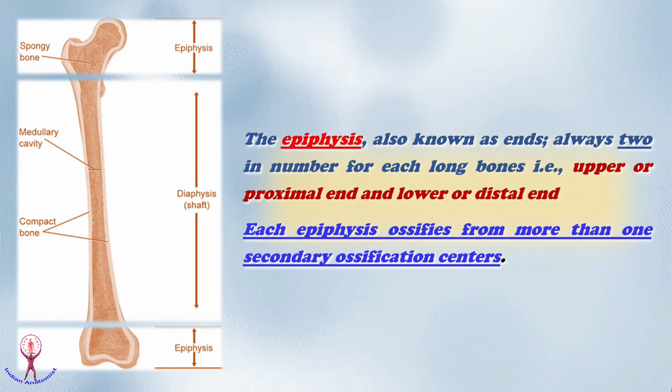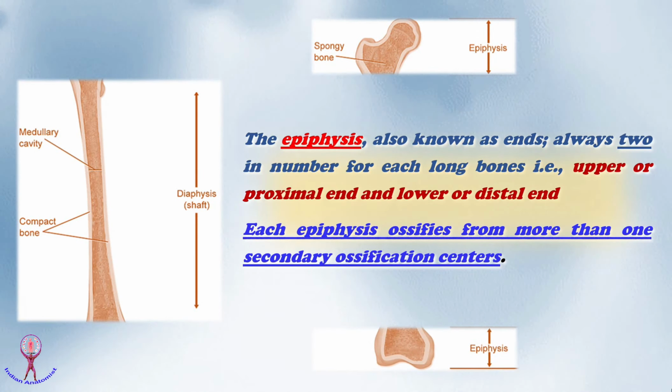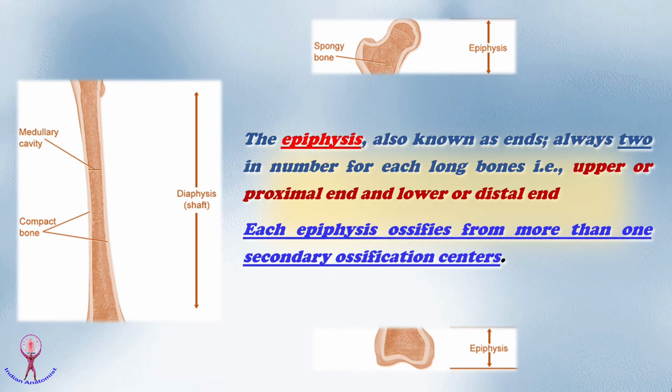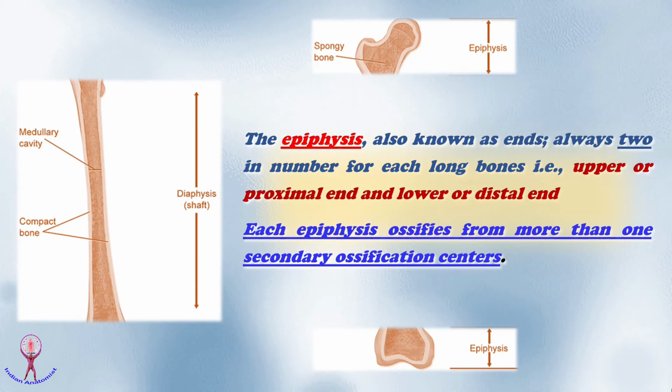Now, what is epiphysis? The epiphysis, also known as ends, is always 2 in number for each long bone, that is, upper or proximal end, and lower or distal end. Each epiphysis ossifies from more than 1 secondary ossification center.